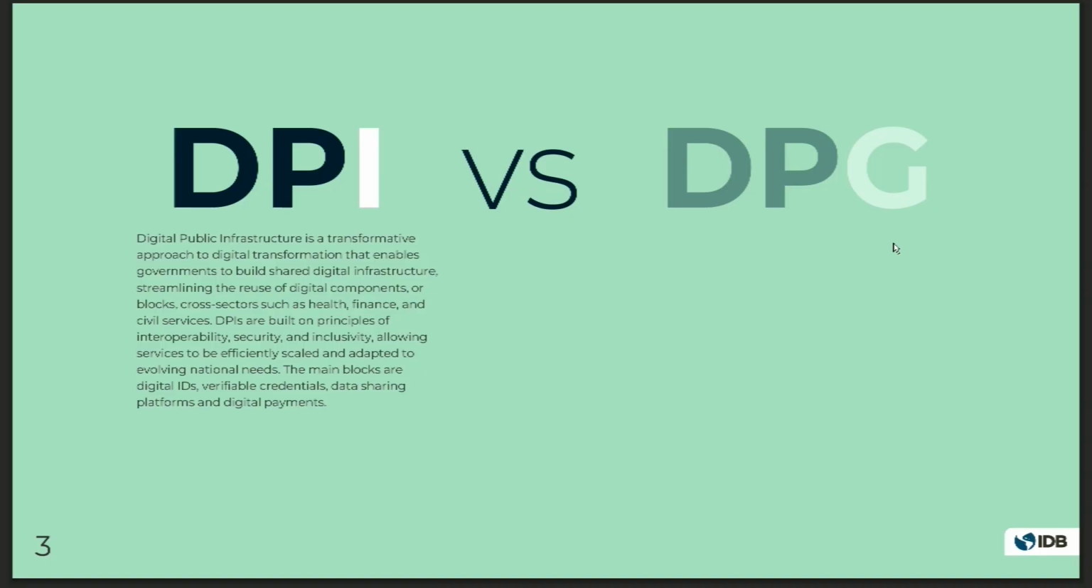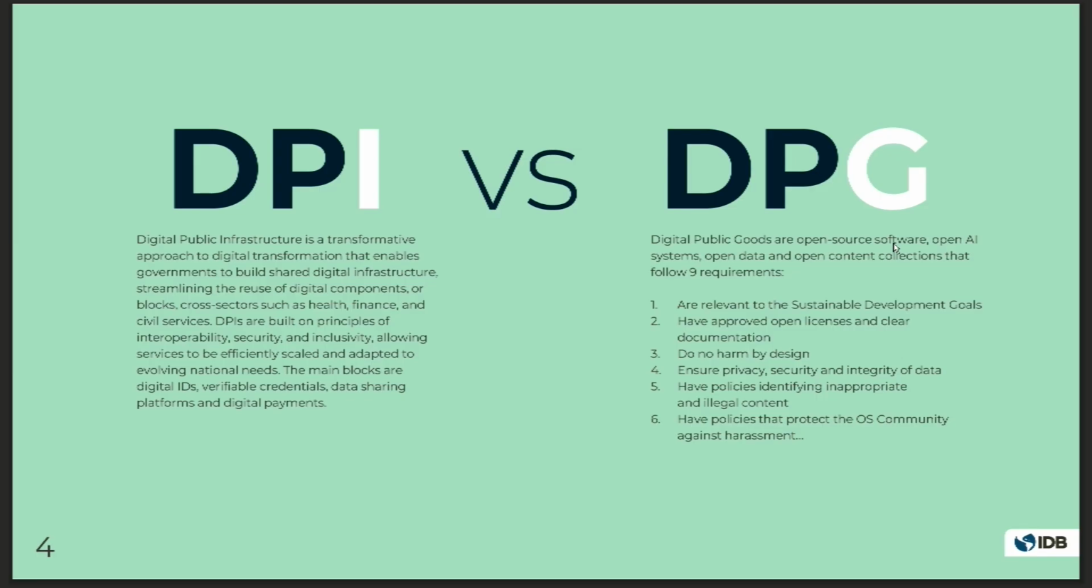We have been talking about DPI the whole day, but one thing that Dan said and everybody else said is that DPI is an approach. DPI is an approach for digital transformation based on building digital blocks that are transversal for everything else. That can be transversal to all sectors, cross-border. We're talking about digital ID. We're talking about data sharing, digital payment. It is an approach.